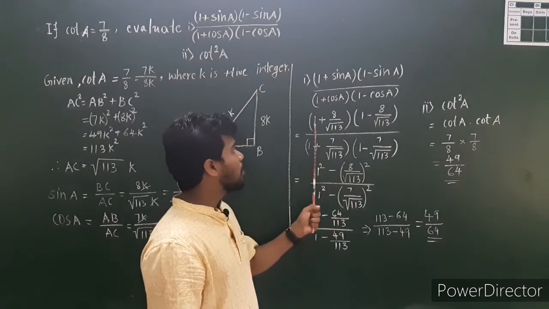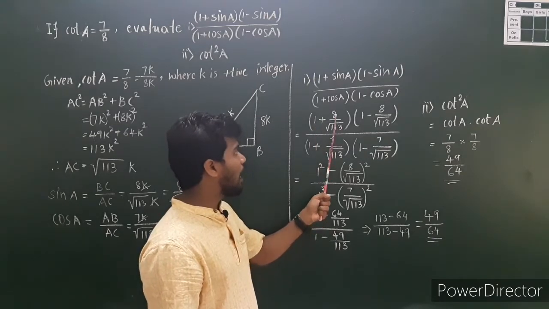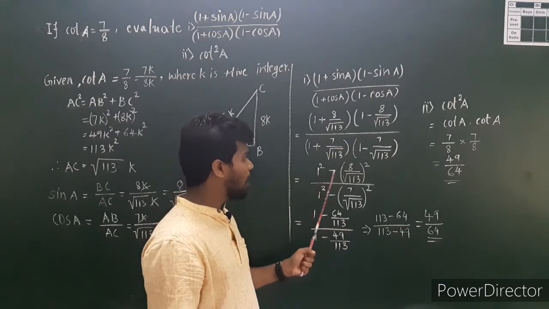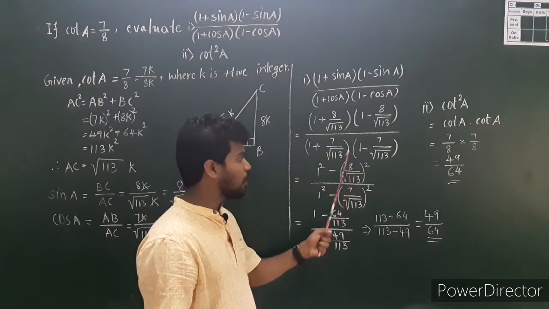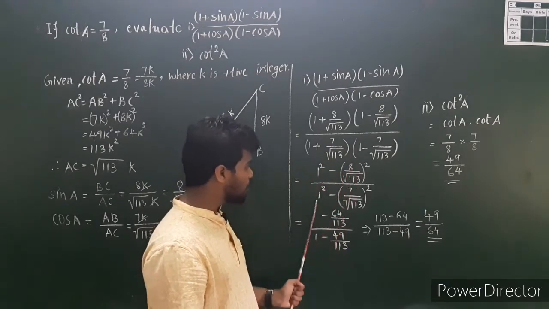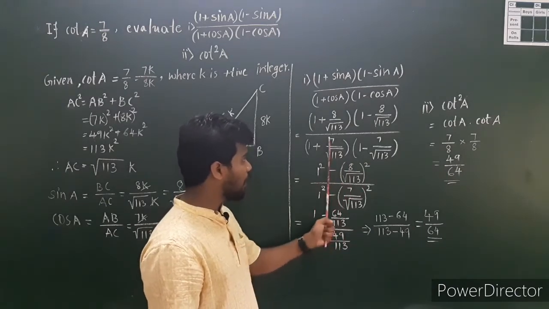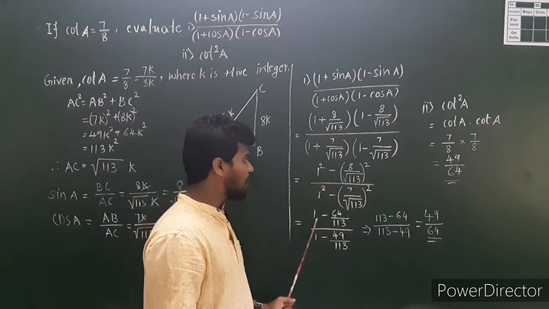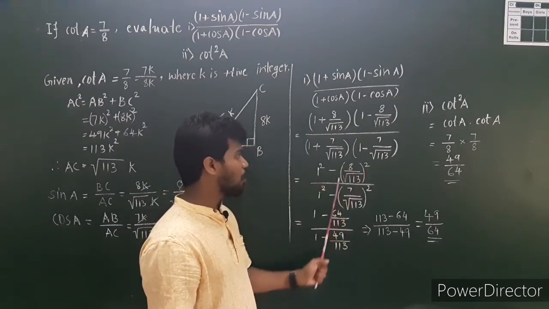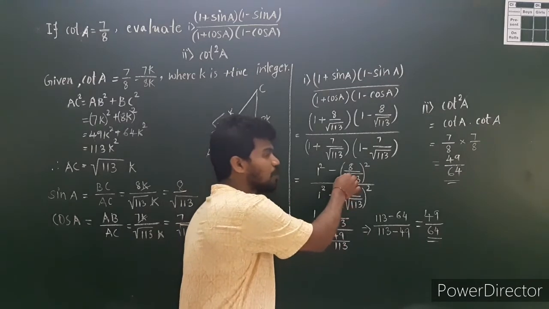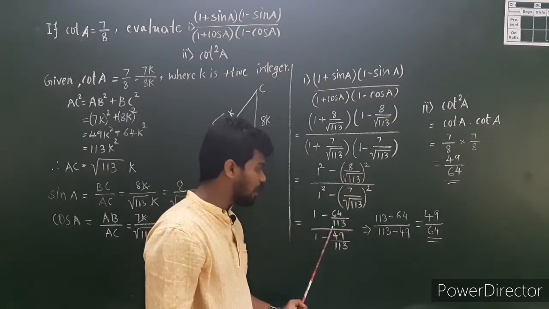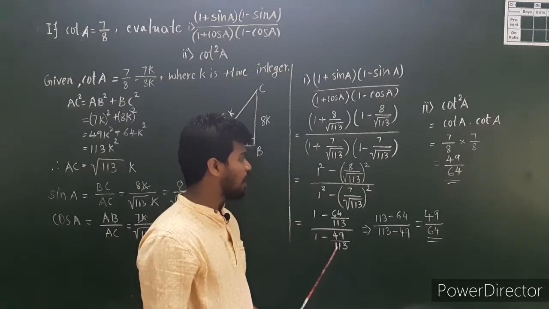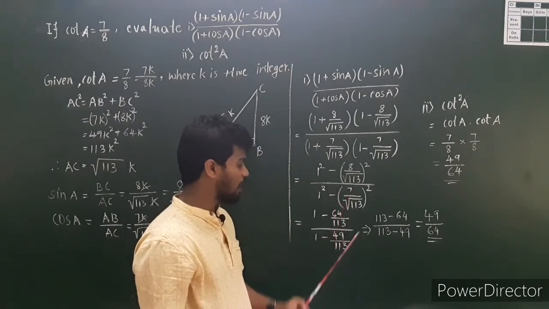So a value is 1 and b value is 8 by root 113. So 1 square minus 8 by root 113 whole square. Similarly, in the denominator, 1 square minus 7 by root 113 whole square. So 1 square you get 1. 8 square you get 64. So square root and square cancel, you get 113. And here 1 minus 49 by 113, since 7 square is 49.